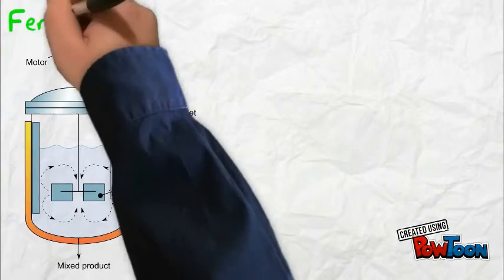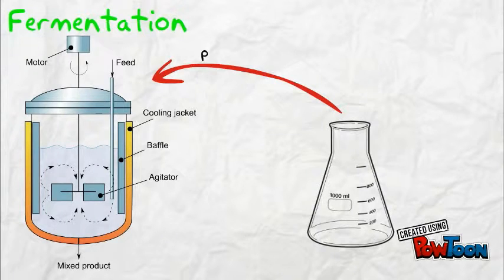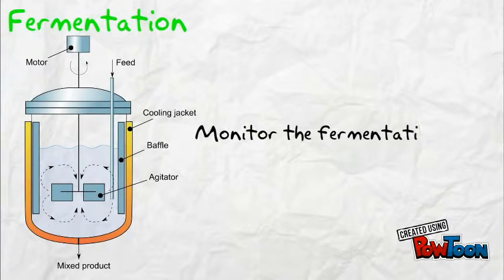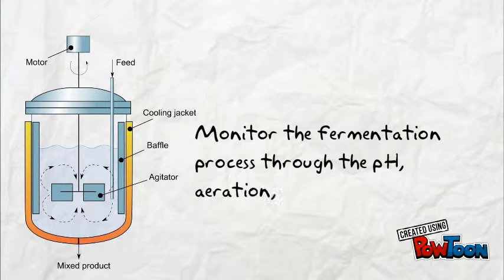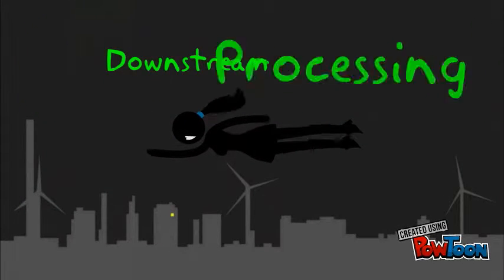Next is the fermentation process. Inside the bioreactor, there is a sterile medium, the same as the medium used for the inoculum. The prepared inoculum is poured into the bioreactor. The fermentation process is monitored through the pH, aeration, agitation, temperature, and foam formation. Now is the downstream process.